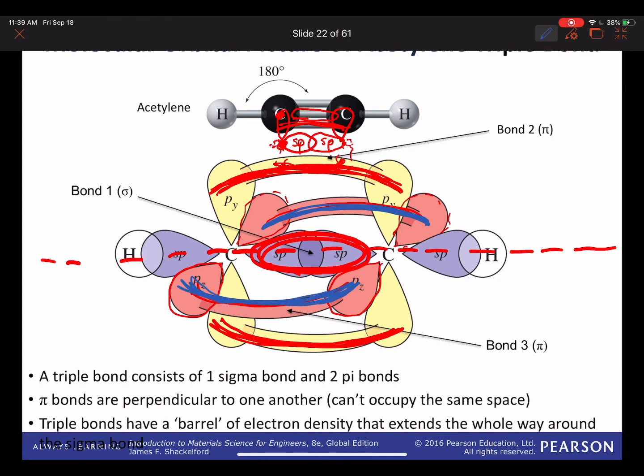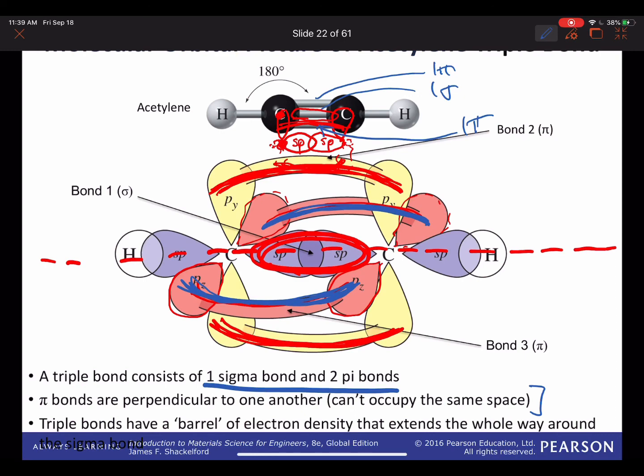So the triple bond has one sigma bond, one pi bond there, and a final pi bond there. So a triple bond has two pi bonds and one sigma bond. A triple bond consists of one sigma bond and two pi bonds. The pi bonds are perpendicular to one another, as you can see, so they are not allowed to occupy the same three-dimensional space about the axis of the two atoms.